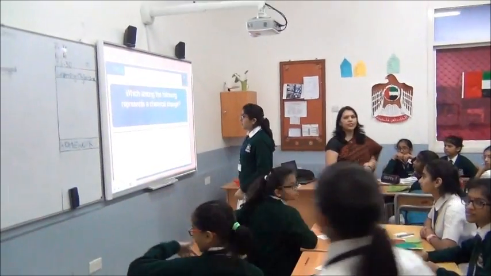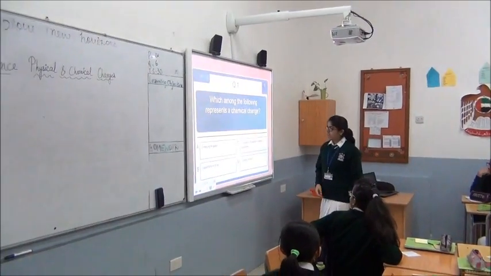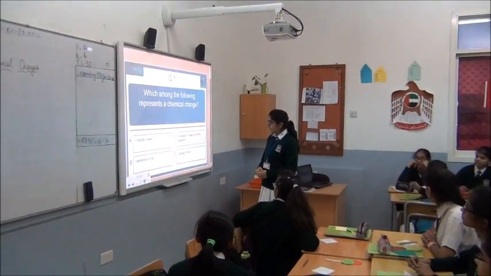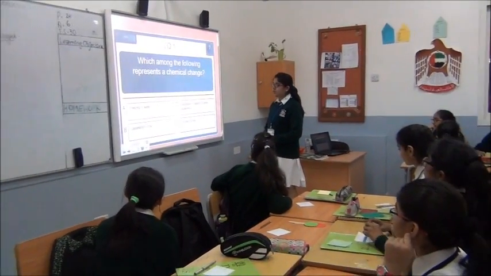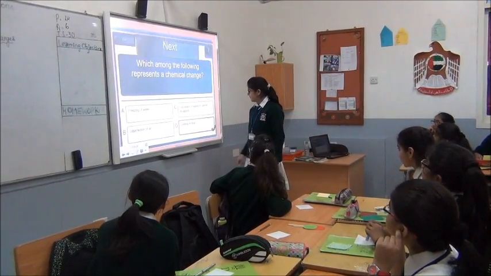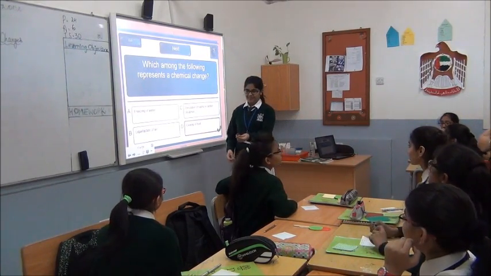Read out loud. Which among the following represents a chemical change? A, freezing of water. B, liquefaction of air. C, dissolution of sulfur in carbon disulfide. D, cooking of food. Very good. That's the correct answer. Very good. The next girl.